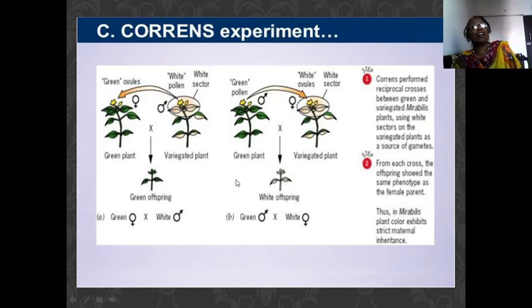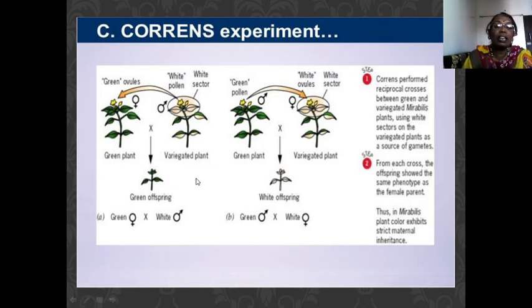Here, the first condition is satisfied: the F1 result is different. Reciprocal crosses gave different results. In the first cross, green offspring are present. In the other cross, white offspring are present. As these white offspring do not have chloroplast, they do not produce food material and therefore cannot remain alive for a longer time.